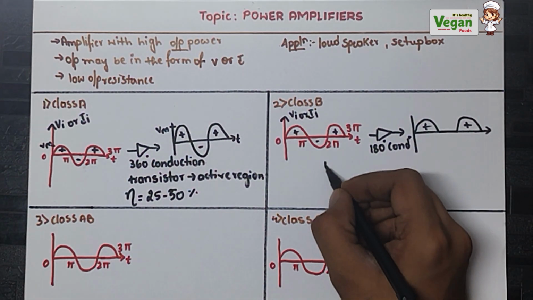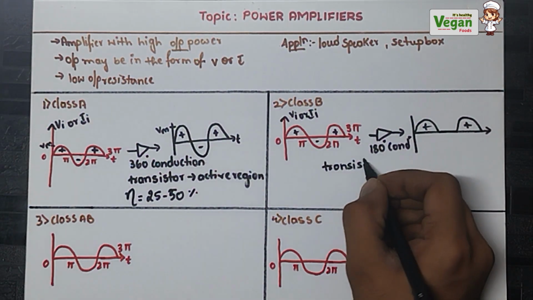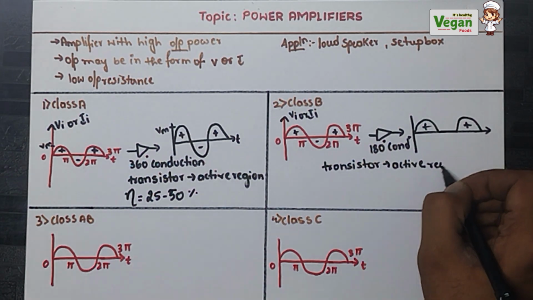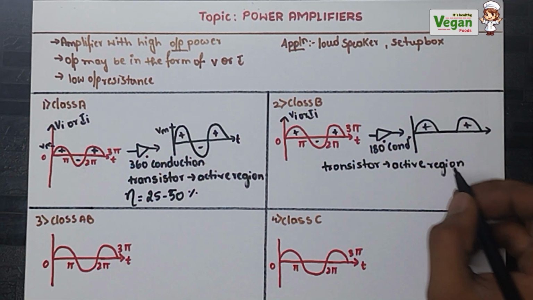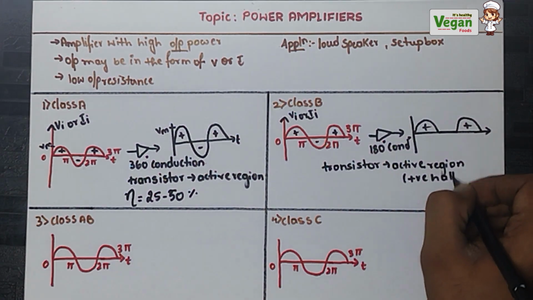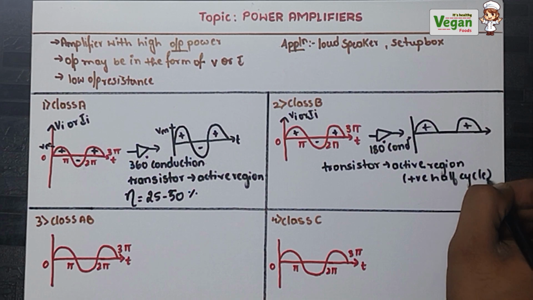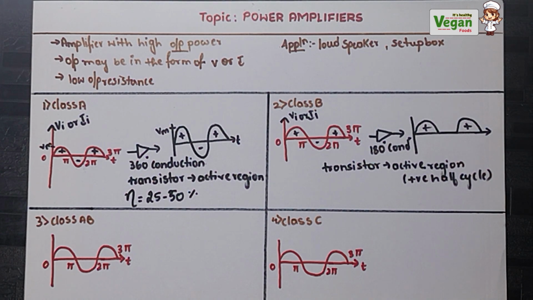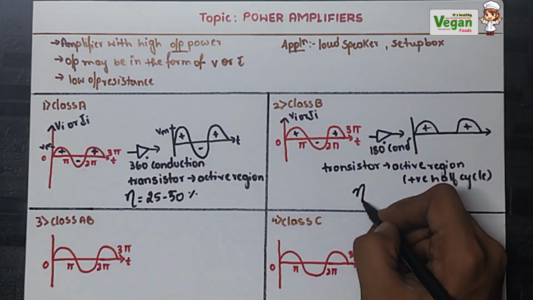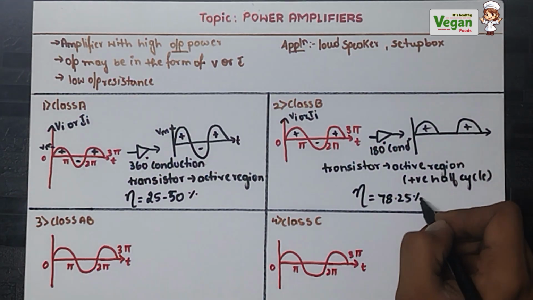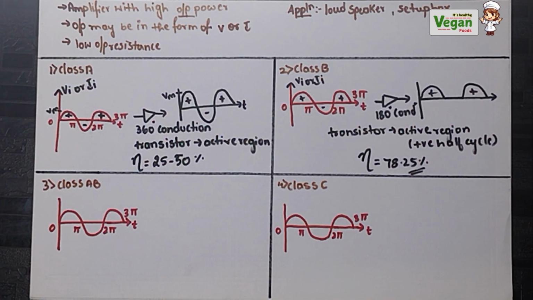So the transistor, which must be in the active region, will be in the active region only for the positive half cycle. The transistor in class B power amplifiers will be in the active region only for the positive half cycle of the given input wave. In the negative half cycle it will be 0, therefore the transistor will not be in the active region. If we discuss the efficiency of the class B amplifier, it will be around 78.25%.